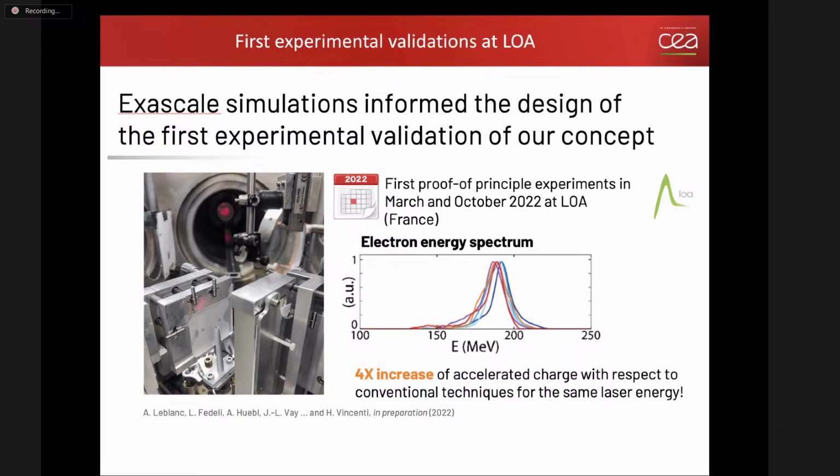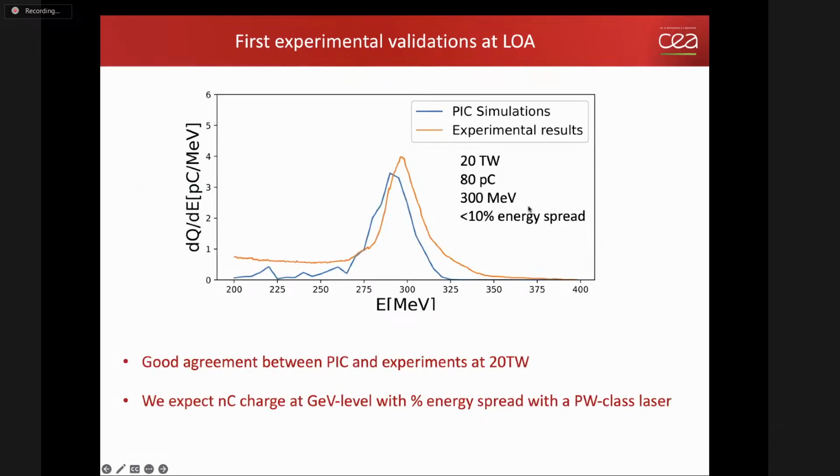And we get a very nice electron beam with a high beam quality and a fourfold increase in laser to electron yield compared to previous techniques. So, for instance, we compared the results for this first experiment that were obtained with 20 terawatts. We obtained 80 picocoulomb in the main peak at 300 MeV with below 10% energy spread. And our simulations were in very good agreement with the first experimental results in terms of peak energy, total charge, and the energy spread.